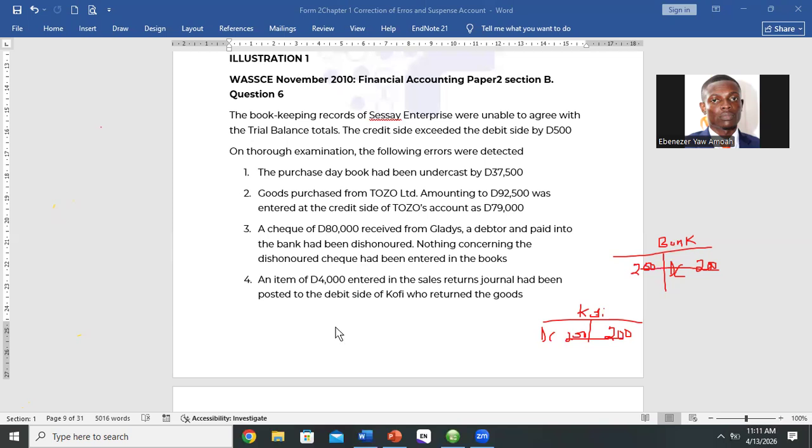Okay, now let's look at the 4. The 4 says an item of 4,000 entered in the sales return journal, that's the return invoice journal, has been posted to the debit side of Kofi, who returned the goods. So this is the error where, when you were doing the postings from the day books, you entered on the wrong side, because if Kofi returns goods to the business, we don't debit Kofi, we credit Kofi.